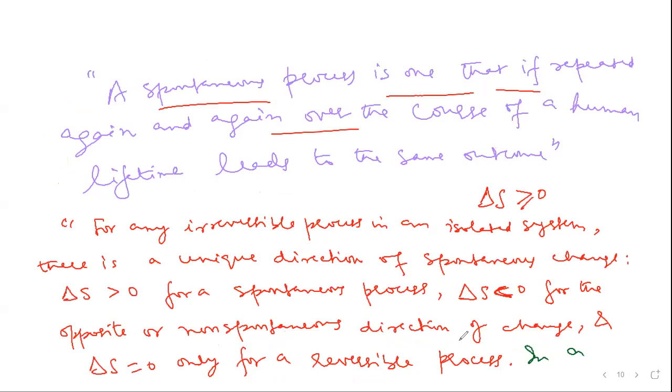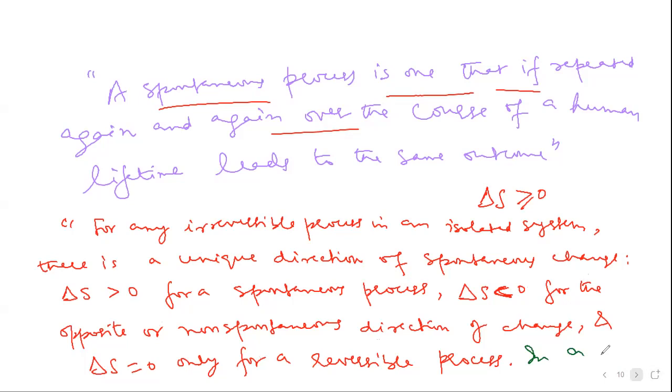Then we refreshed our second law of thermodynamics in terms of entropy, and we made this important statement. For any irreversible process in an isolated system, there is a unique direction of spontaneous change. Delta S is greater than 0 for a spontaneous process and negative for the opposite, non-spontaneous direction of change, and delta S is 0 only for a reversible process, right?